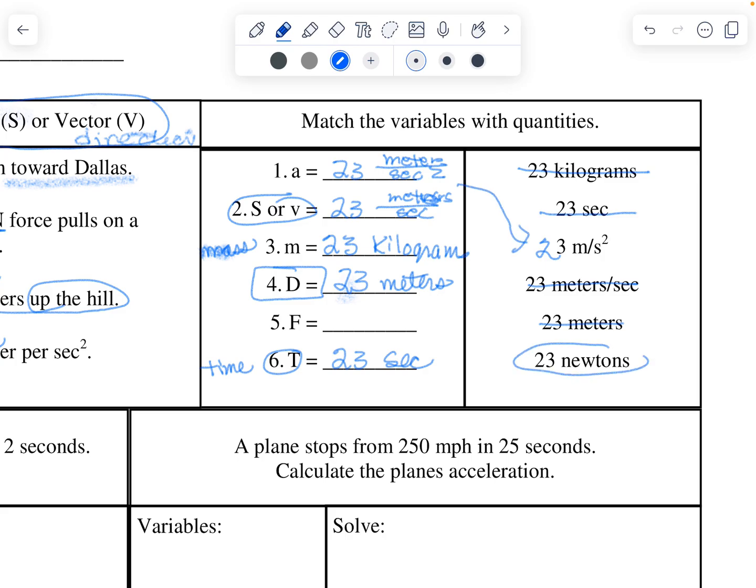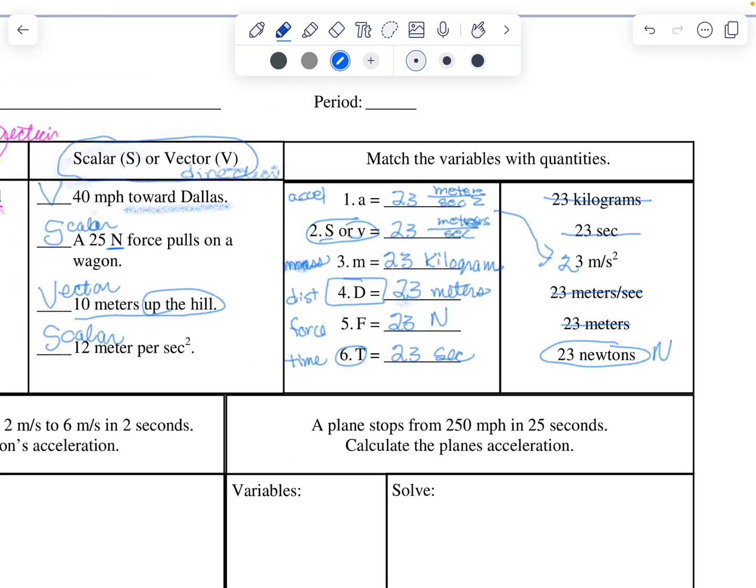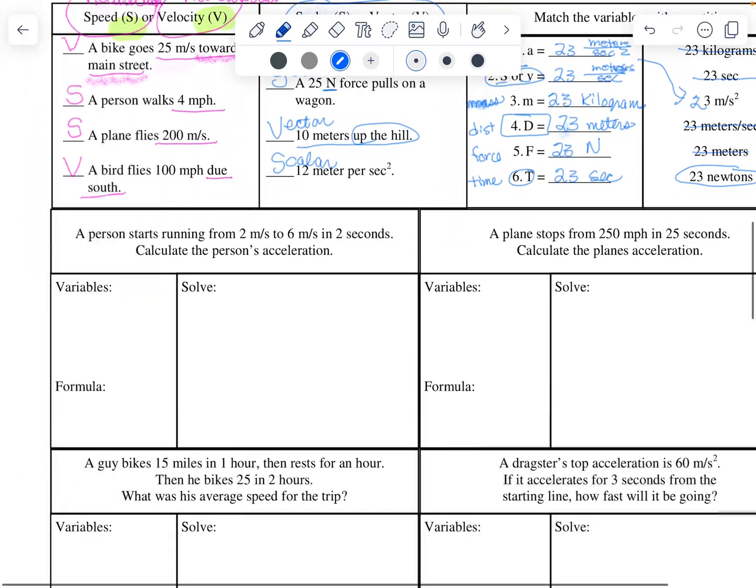And last but not least, newtons, which is abbreviated N. This will be 23 newtons. This is force. This is distance. This is speed or velocity. And this is acceleration. I'll just write that much. Okay, now again, please take a moment to self-evaluate. Given these units, can you match them with the correct entity?